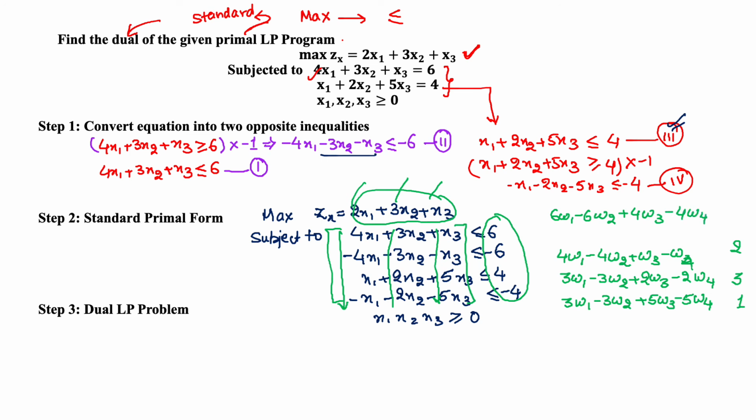Okay, last two things: my maximization problem will now become minimization, Zw equals to, okay, and all the less than or equal to constraints will become greater than or equal to form. So that's my constraint equation with all my decision variables having non-negative restrictions. So that's how we converted the standard primal problem into the dual problem.